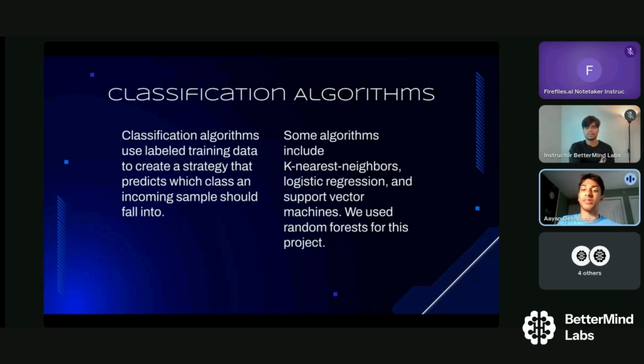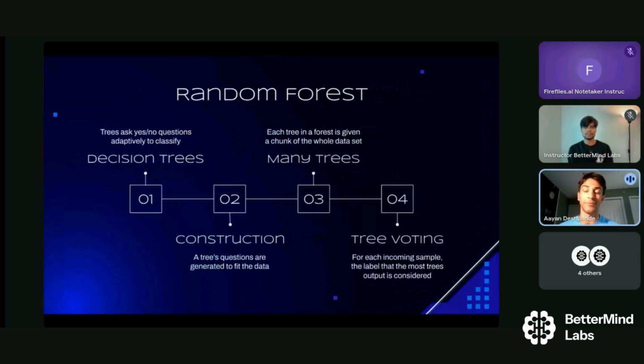Then we have a list of classification algorithms like k-nearest neighbors, logistic regression, and support vector machines. These are all cool strategies, but the one we used was random forest, which I will be explaining here. So random forest, the way it works is pretty cool. The building blocks of a random forest are decision trees. Decision trees are quite simple by themselves. They definitely reflect the way humans think.